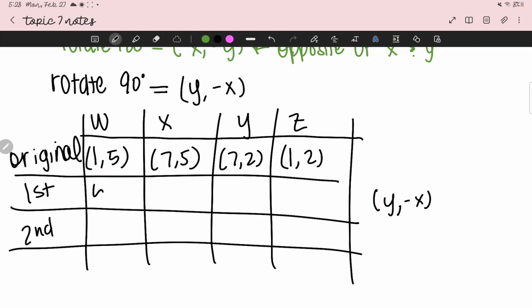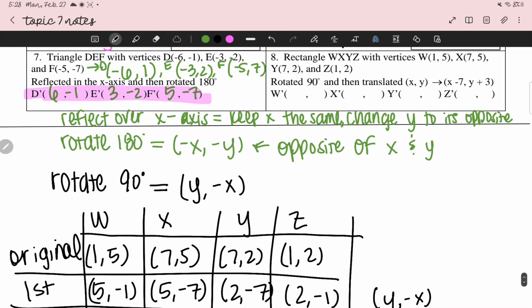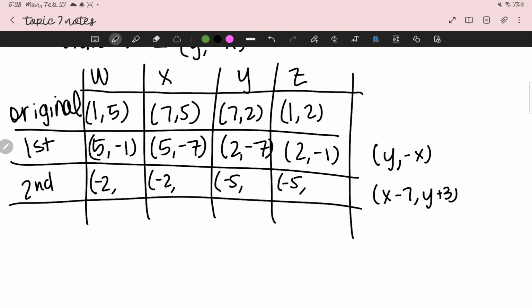So let's swap them. So we'll have 5, -1, 5, -7, 2, -7, and 2, -1. And then it said we're going to translate it 7 to the left and 3 up. So it was x minus 7 and 3 up. All right, that's our final thing. So we're going to subtract 7 from all the x's. So that'll be -2, -2 here as well, -5 here, and -5 there. And then we're going to add 3 to all the y's.